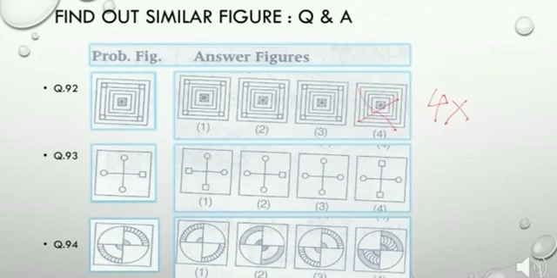Let's check option 1. If we look at the problem figure again, we see 1, 2, 3, 4, 5, there are 5 lines. In option 1, 1, 2, 3, 4, only 4 lines. In option 2, 1, 2, 3, 4, 5 lines are there. In option 3, 1, 2, 3, only 4 lines are there. So the answer for question number 92 is 2.